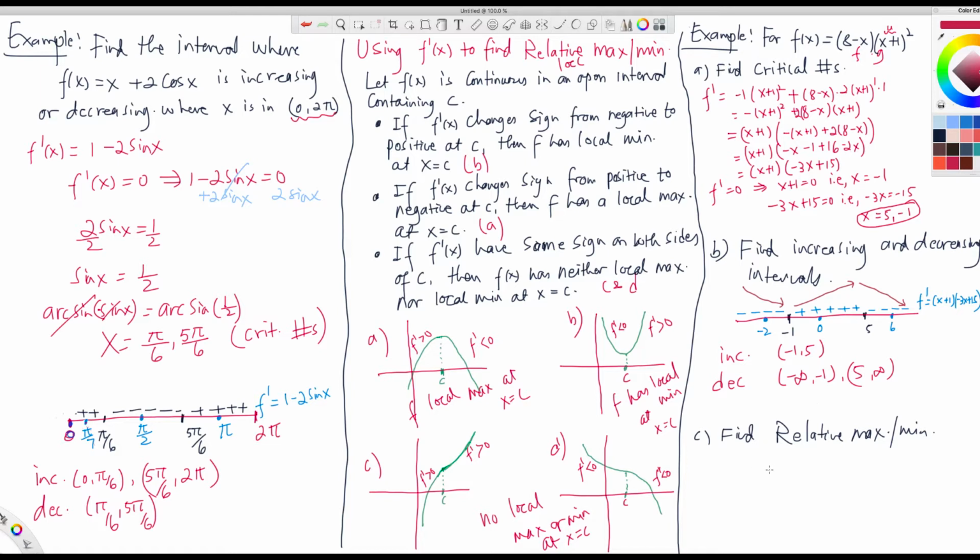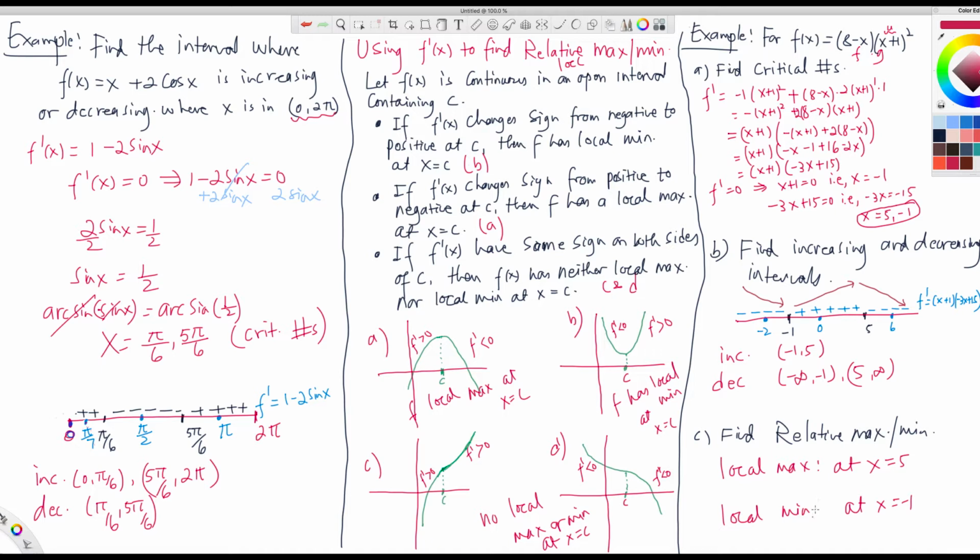So tell me, how about the local max and local min? Does it have a local max? Yes. You see that? It is a combination of increasing and decreasing. So local max at x equals 5, right? And how about the local min? Local min at x equals negative 1. It is decreasing and then increasing. Or you can say that f prime is changing sign from negative to positive at negative 1 and from positive to negative at 5. So that's why they have the local max and local min.